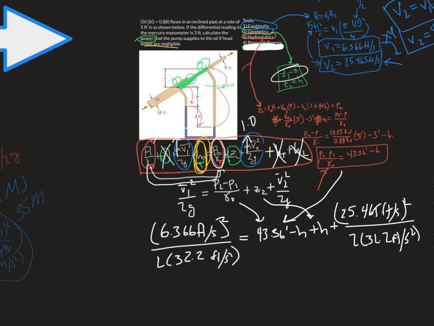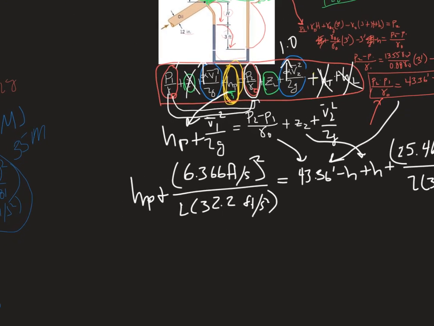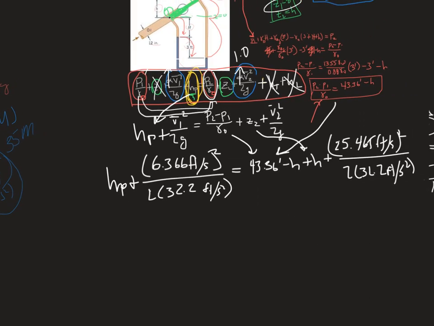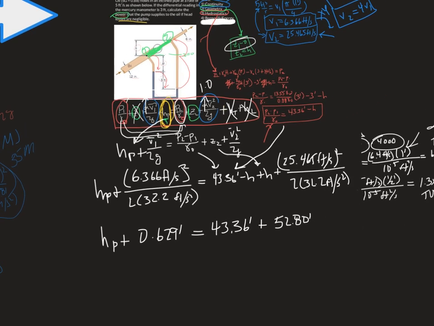Oh, how did I forget the whole point of all this? I forgot HP. That's the whole point. That's what we're solving for. So if we solve all of this, I'm going to get HP plus, I'm going to put in this intermediate step, I know you probably hate me for it, 43.36 feet plus 52.80 feet. I'm doing this because I want to make note of something.